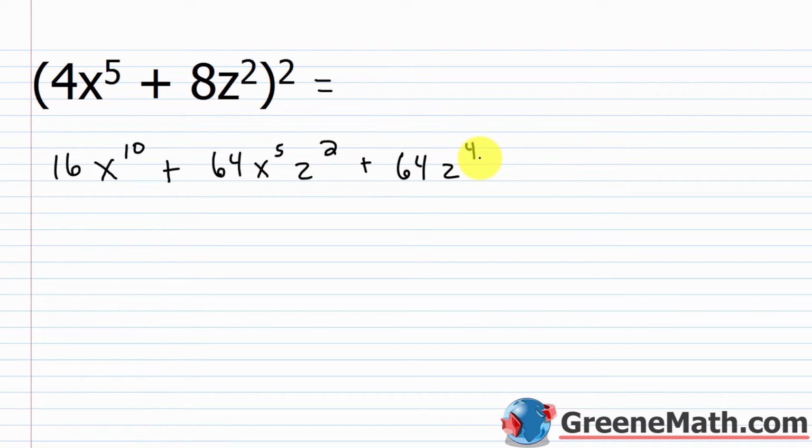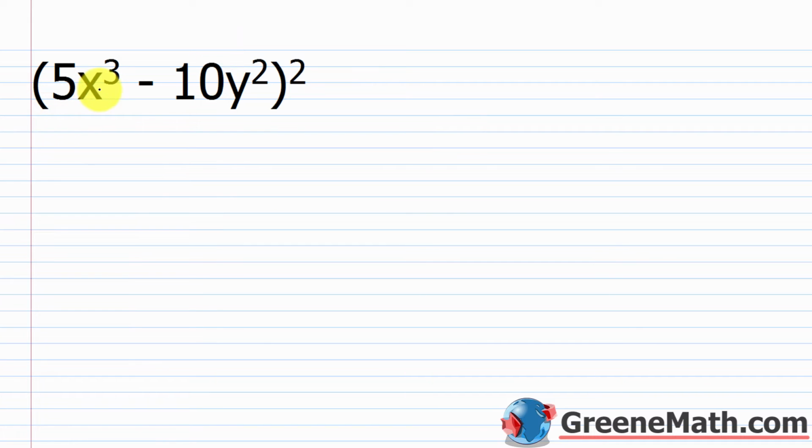to the 4th power. All right, for the next one, we have the quantity 5x cubed minus 10y squared, and this is squared. So what I want to do, again, I want this first guy squared. So if I squared 5, I'd have 25. If I squared x cubed, I'd have x to the power of 6, right?